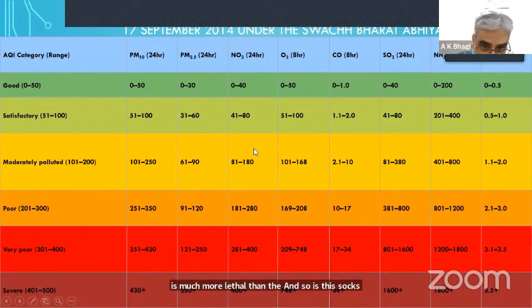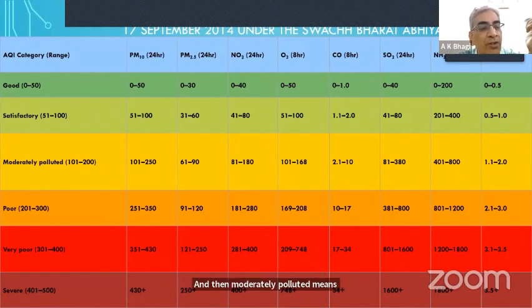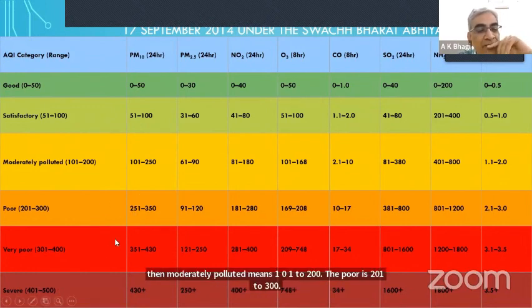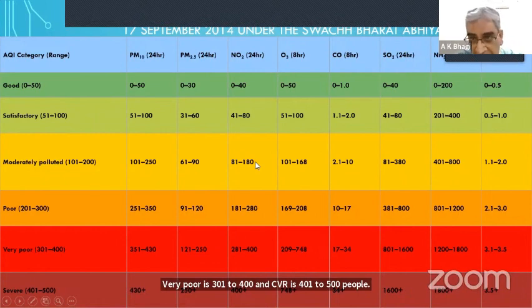So the different ranges have been created. For good, it is 0 to 50. For satisfactory, 51 to 100. Moderately polluted means 101 to 200. Poor is 201 to 300. Very poor is 301 to 400. And severe is 401 to 500. And different levels are combined together.